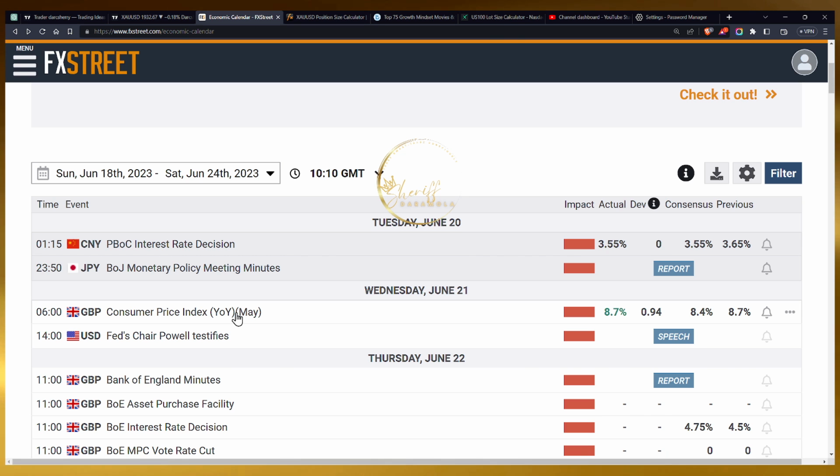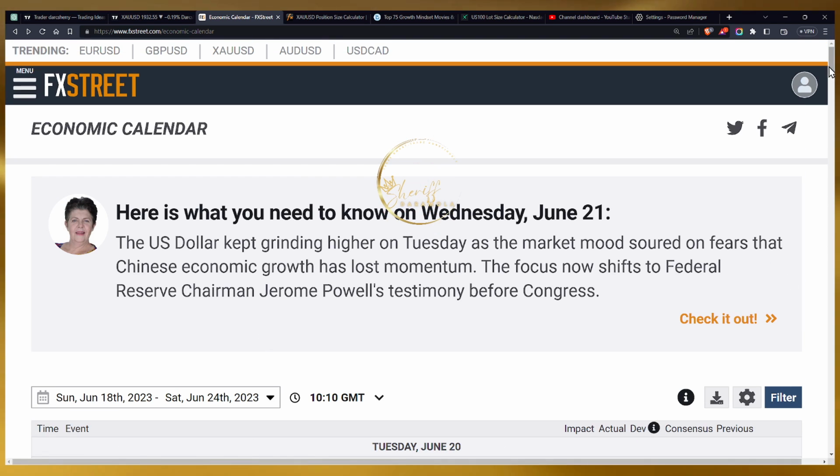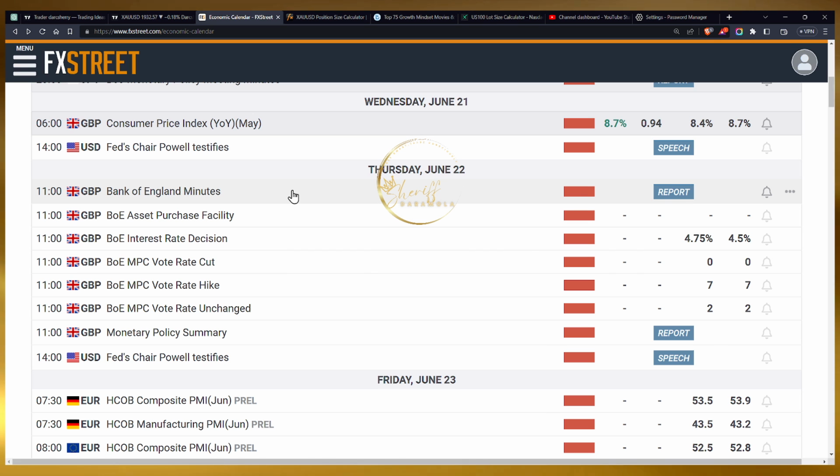Then we also have the first Chairman Powell, who is going to be having a speech, who's going to be having his testimony before the House of Congress today. And this is one event that the majority in the market will be looking forward to, as it will provide a broad overview of the economy and monetary policy. So this is one thing, and it's going to continue till tomorrow. So we are going to be looking forward to see what it's going to say, and what insight whatever it says is going to provide on the movement of price action across the US dollar pairs.